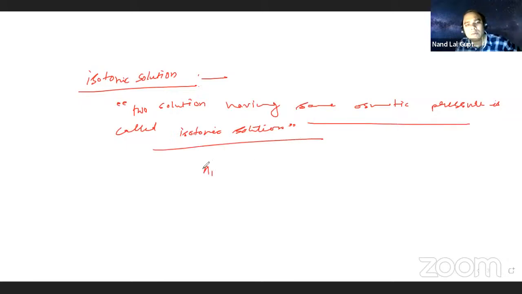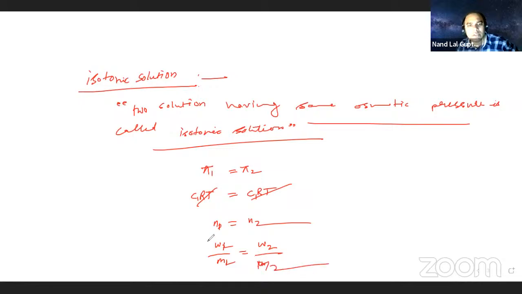Means if pi 1 for the first one is equal to pi 2, then pi 1 is CRT, again CRT, with C1 and C2. Now RT will be cancelled out. C1 equals C2, so n1 equals n2, or you can write W1 upon M1 is equal to W2 upon M2. With this formula, we can calculate the molar mass of any substance.